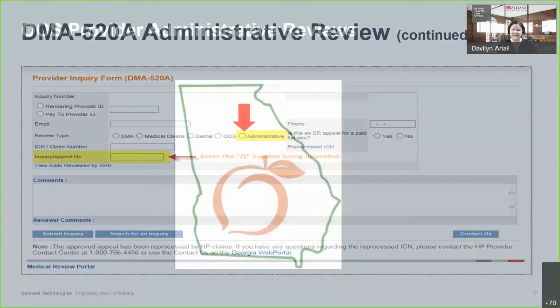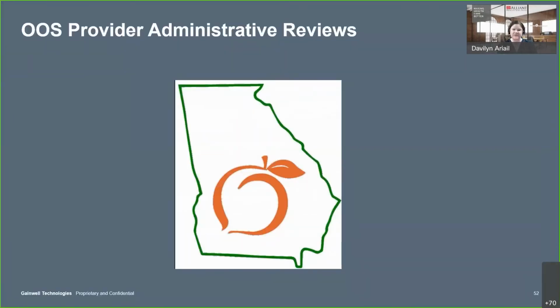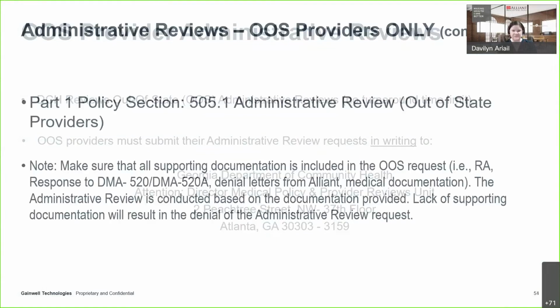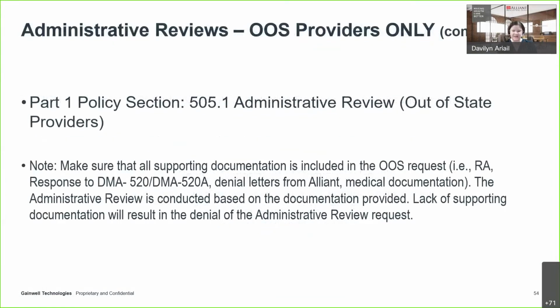All right, next is out-of-state provider administrative reviews. Out-of-state administrative reviews are to be submitted directly to DCH. These requests are to be submitted in writing. The documentation should be mailed to the address listed above. Next. Okay, this is the DCH out-of-state administrative review policy.